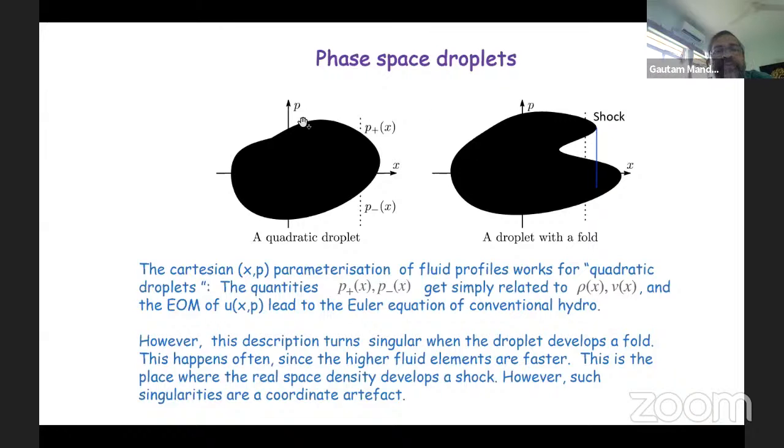But soon enough, you should remember that the higher P regions move faster, and it develops these folds. And when you do develop these folds, then you don't have just two roots. In this diagram, you have 4 roots. So it's like some P minus, P plus here, and some P minus prime, P plus prime here, and then the avenue which you took to derive the conventional hydrodynamics doesn't work.